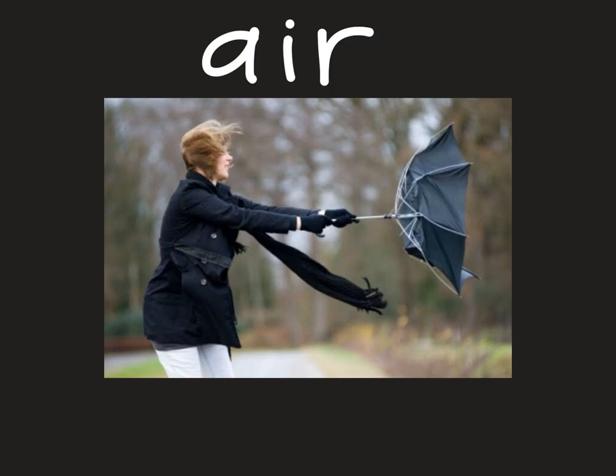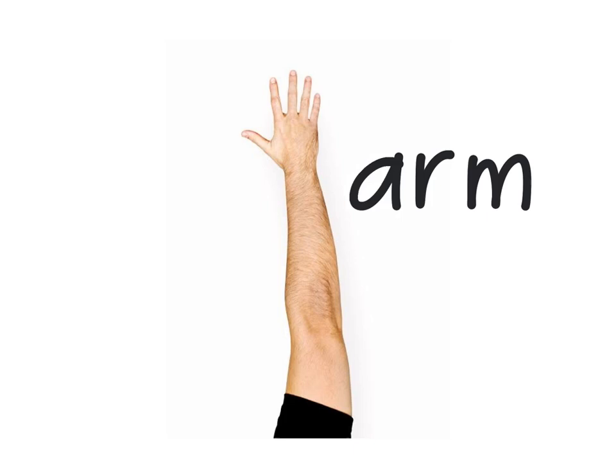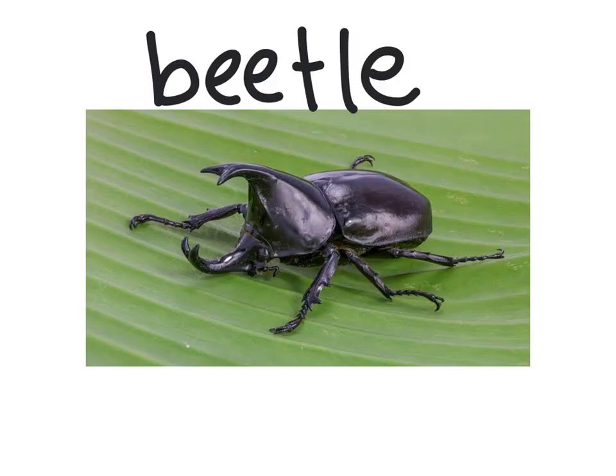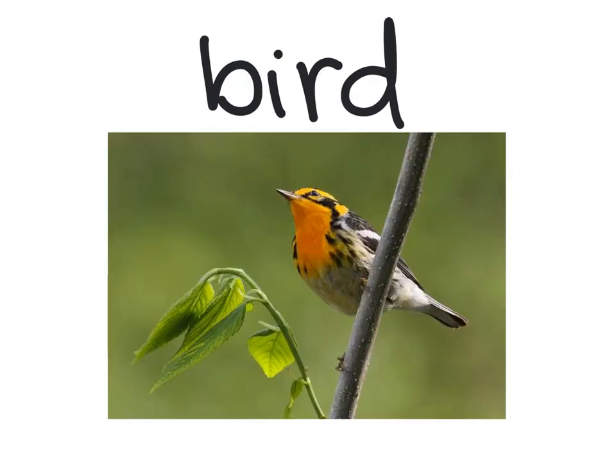Again, repeat, air. Can you see? The air is blowing. Repeat, arm. As you can see, the R is silent. We don't mention it. It's arm. This is a full arm. Beans. Beetle. This is one type of beetle. All beetles are insects. Bird. Again, bird.